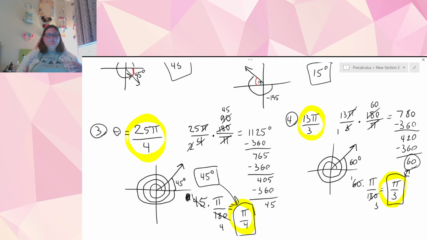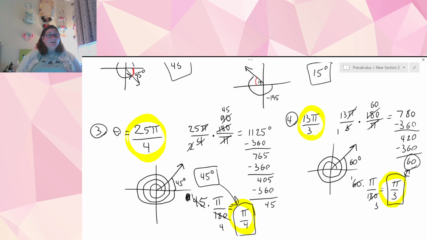So if my denominator is 4, like it was on number 3, I know that 45 degrees is my reference angle. What I have to do from there is figure out where that angle is located in order to find values of different trig functions, which we're going to talk about in a minute. And the same thing with number 4. I see that it's 13 pi over 3. Over 3 is what I'm focusing on. That means that 60 degrees is my reference angle.